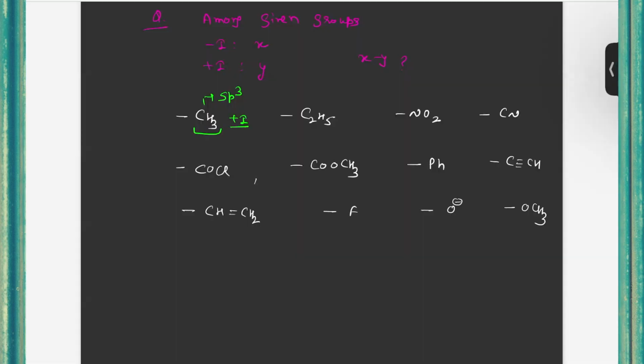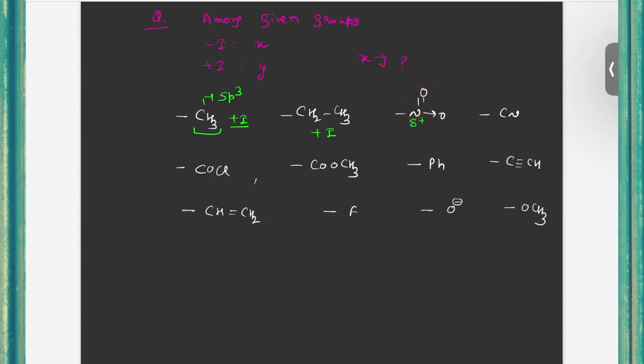So the second is also sp3. C2H5 is what? This is CH2CH3, and that group is also plus I effect. NO2, what about NO2? So minus I. Yes, minus I, because if you see the structure, it looks like that.